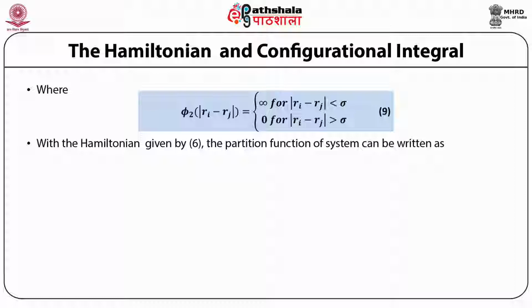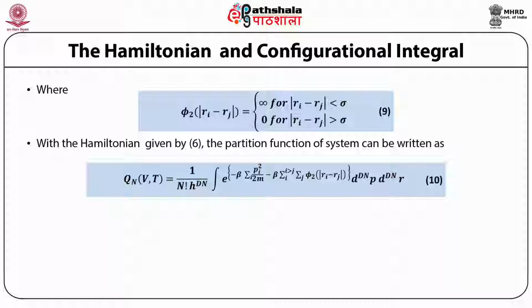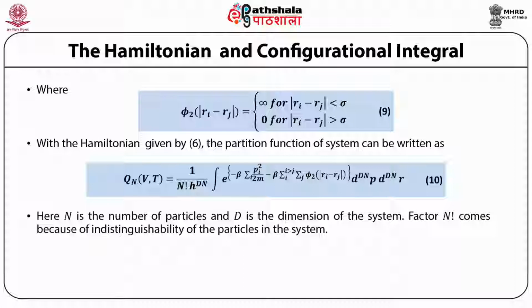With the Hamiltonian given by 6, the partition function of the system can be written as Q_NVT equal to 1 upon N factorial h raised to power dN, integral over e raised to power minus beta summation over i pi squared upon 2m minus beta summation over i greater than j, summation over j, phi 2 as a function of modulus of ri minus rj, d^dN p d^dN r. Here N is the number of particles and d is the dimension of the system. Factor N factorial comes because of indistinguishability of the particles in the system.